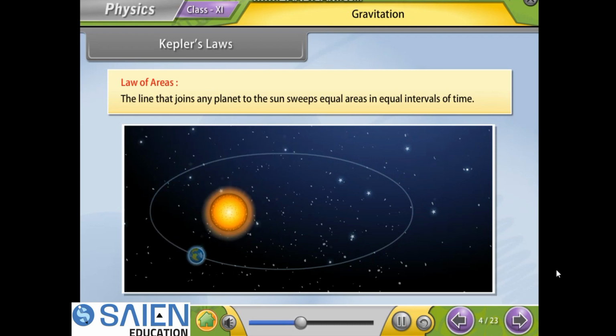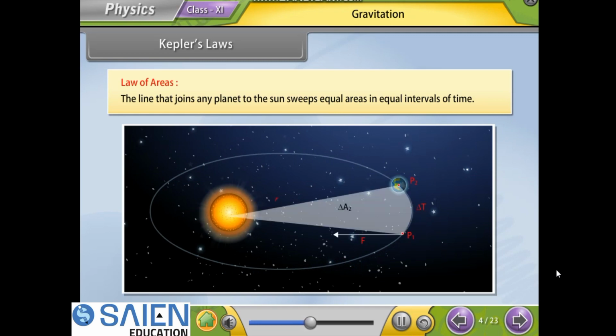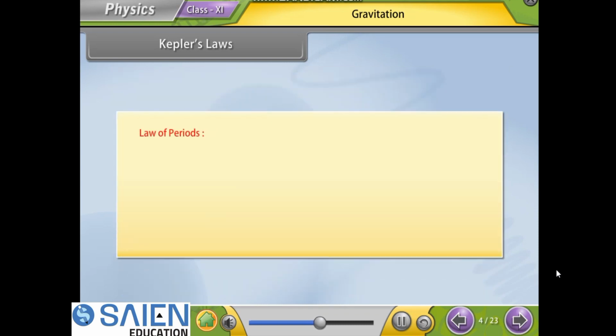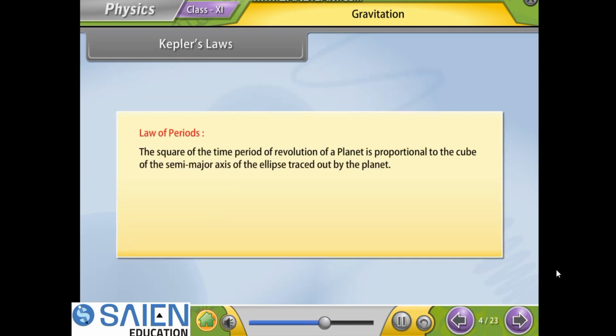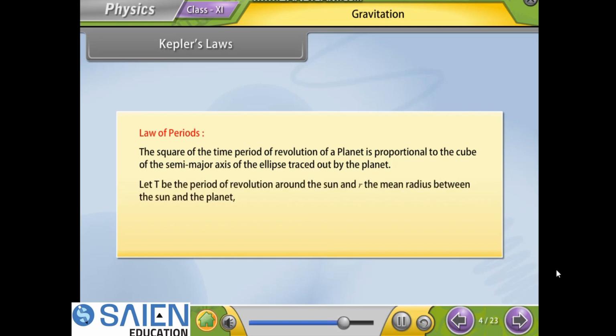This law comes from the observation that planets appear to move slower when they are farther from the Sun than when they are nearer. Law of Periods. The square of the time period of revolution of a planet is proportional to the cube of the semi-major axis of the ellipse traced out by the planet. Let T be the period of revolution around the Sun and r the mean radius between the Sun and the planet. T square is directly proportional to r cube.